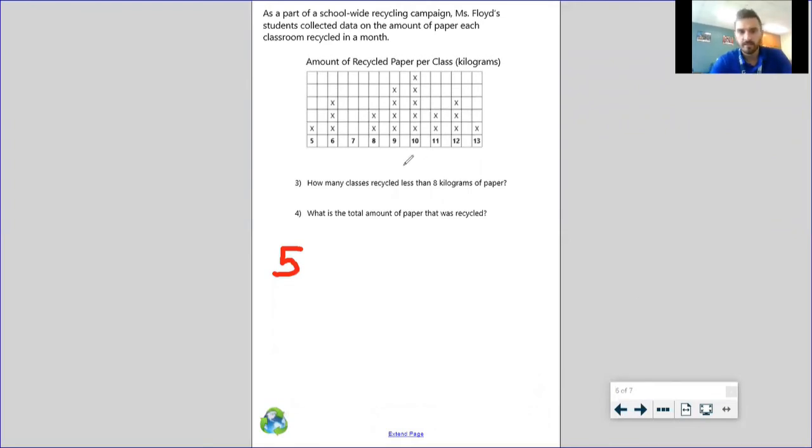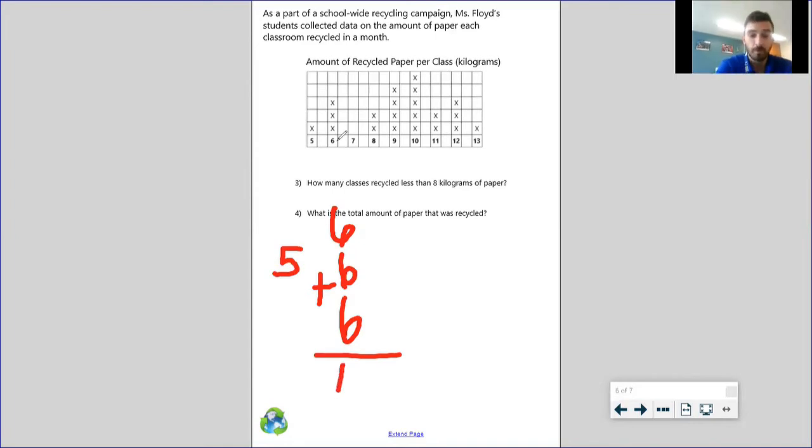Moving over to the 6, there were 3 classes that recycled 6 kilograms of paper. That means 6 here, and 6 here. That is not just 6 pounds once. That's 6 pounds 3 times. So you can do 6 plus 6 plus 6. You can do 6 times 3. Either way you do it, those 3 X's, those represent 18 kilograms of paper.